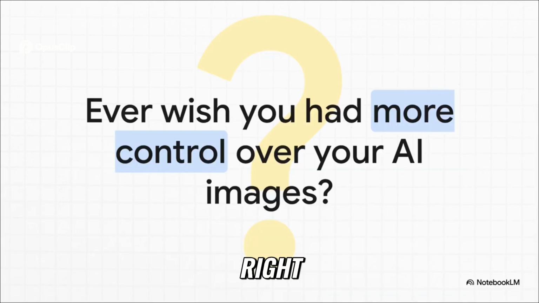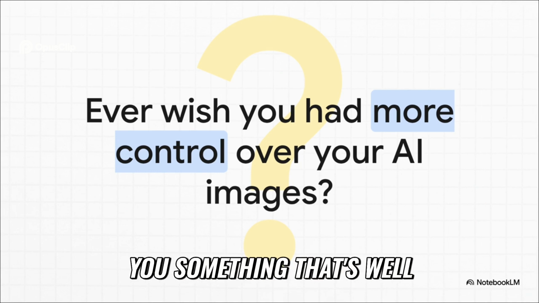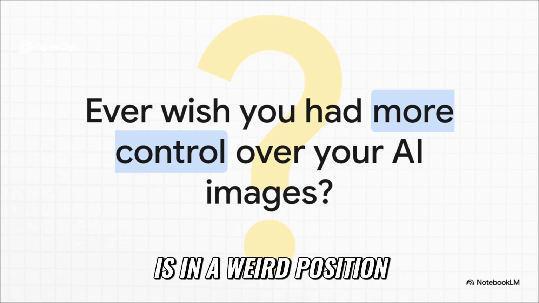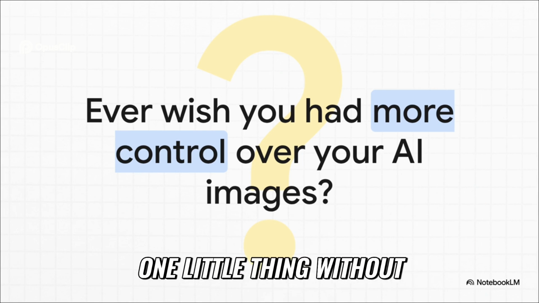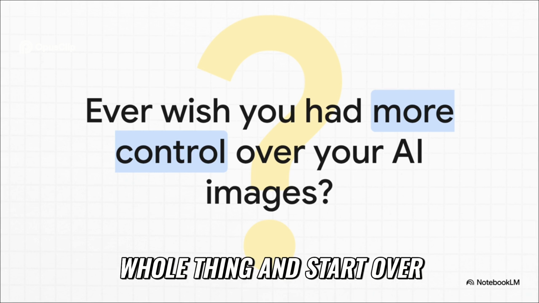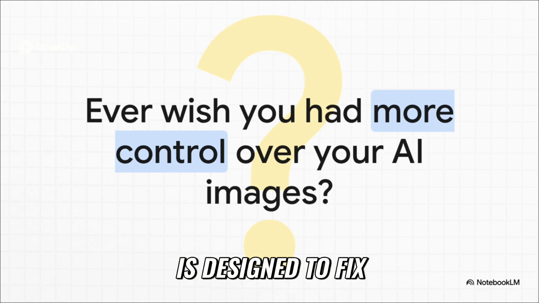You know that feeling, right? You have this perfect image in your head, you type out the perfect prompt, and the AI gives you something that's, well, it's close. But maybe the arm is in a weird position, or the background isn't quite right, and you just wish you could fix that one little thing without having to scrap the whole thing and start over. Well, that exact frustration is what the Flux.1 toolkit is designed to fix.